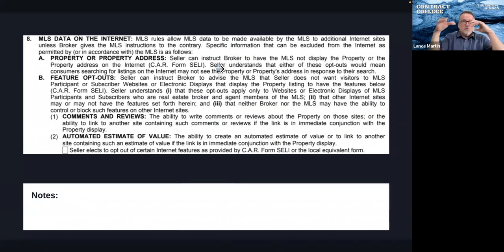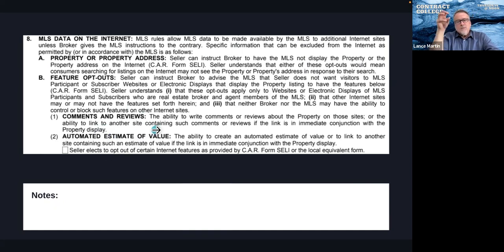There was a period of time where we had some options to keep the address off the internet. Bottom line is it's just not practical anymore. The seller can instruct the broker to opt out. I don't want to go on Zillow, or I don't want to go here. You can do that. Normally, it's exactly the opposite. Everybody wants to opt in, so you want to be in all those particular places. Things have changed over the last several years.